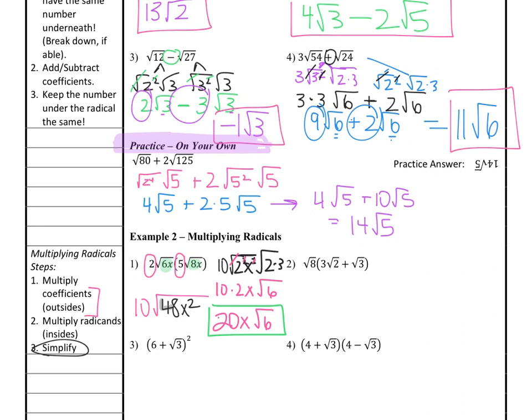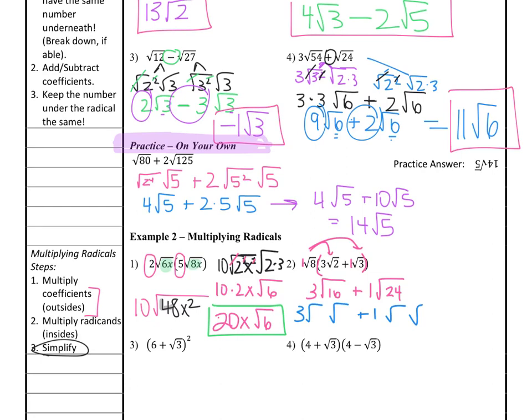In number 2 over here, we have to take this square root 8 and distribute it to the full parentheses. So now I have 1 square root 8, because technically there's a 1 there, times 3 square root 2. Outsides, 1 times 3 gives me 3. Insides, 8 times 2 gives me 16. But then I distribute a second time, and I have a 1 in front of this radical 3. 1 times 1 gives me 1. Square root of 8 times 3 gives me 24. Now we've got to break them both down.